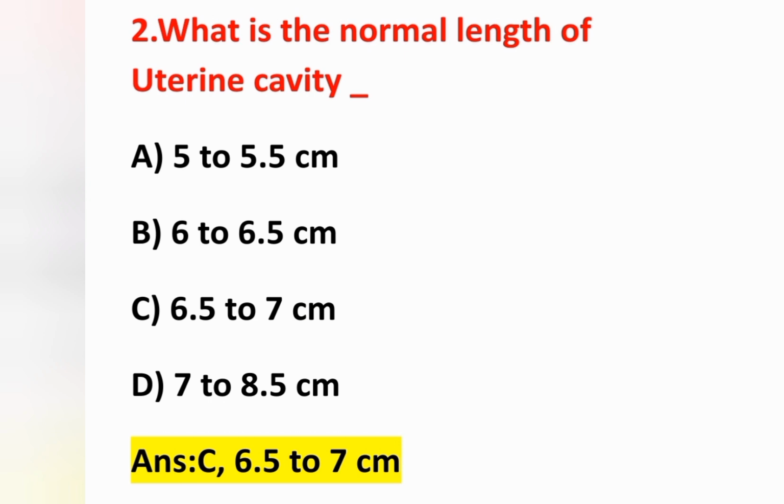Here question is normal length of uterine cavity. The body cavity inside the uterus is 3.5 centimeter, and the isthmus is 0.5 centimeter and cervix is 2.5 centimeter. Okay, 3.5, 0.5, 2.5. So the normal length varies from 6.5 to 7 centimeter.